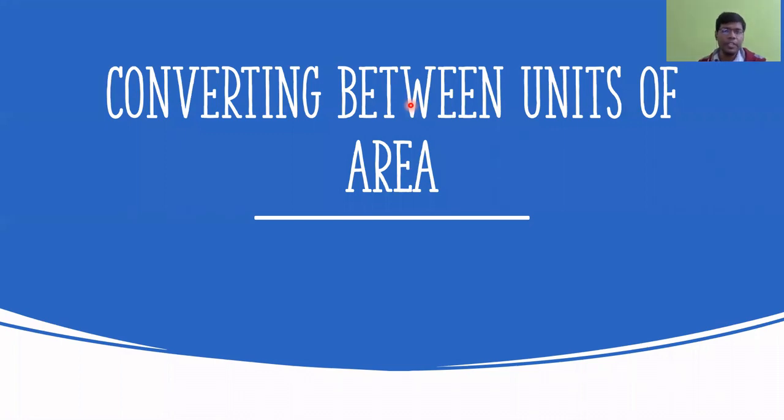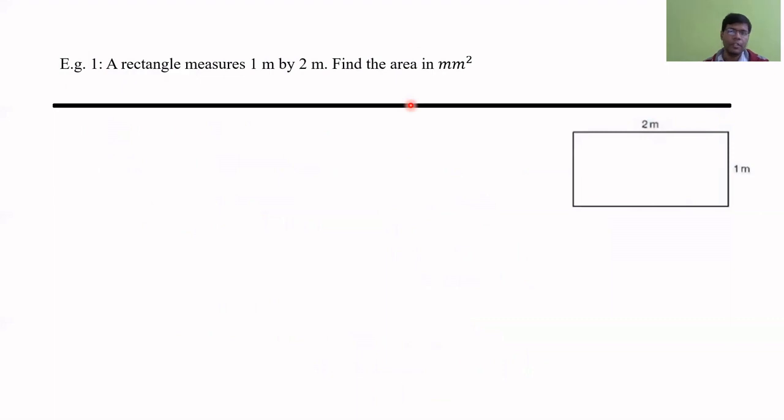Next we'll be seeing conversion of units of area. Let's start with a simple question. While we are solving this question, the concept will be automatically clear for us. A rectangle measures 1 meter by 2 meters. Find the area in millimeters square.